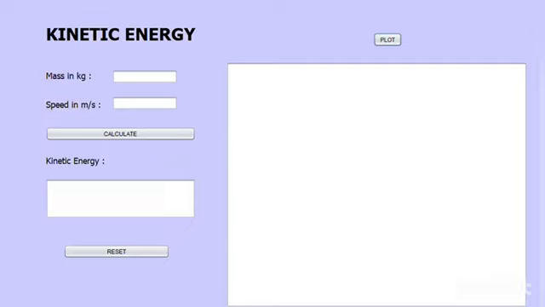Today, I would like to show you guys how to use a program about kinetic energy and what kind of graph we will get. So here is the first example.